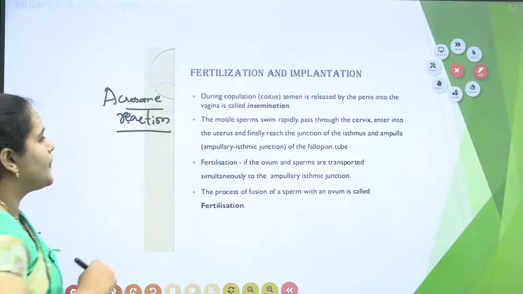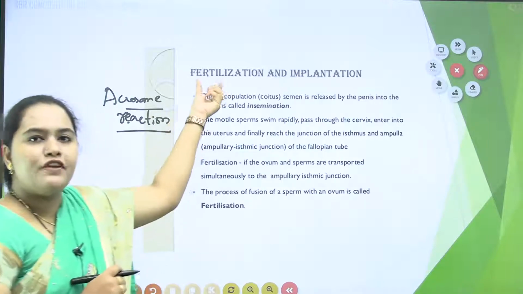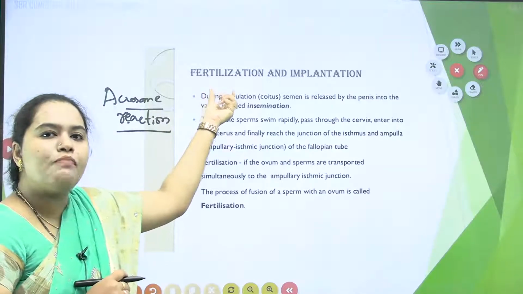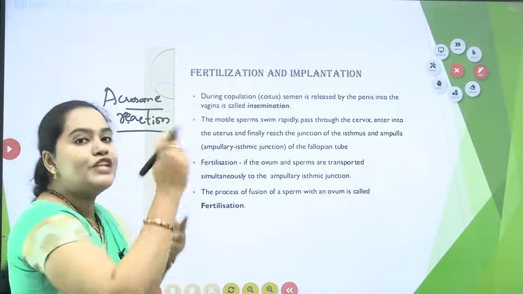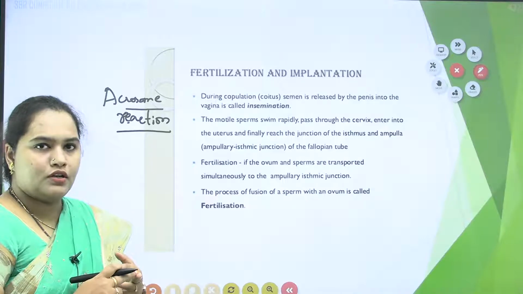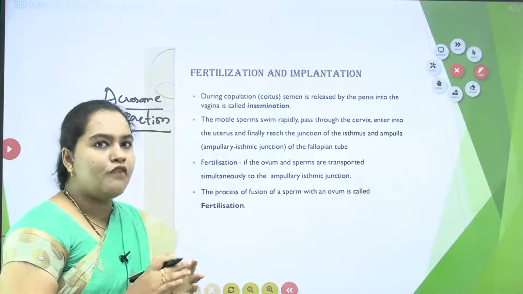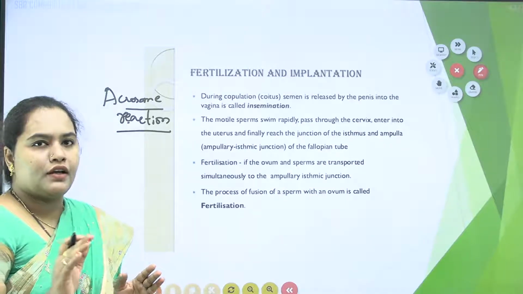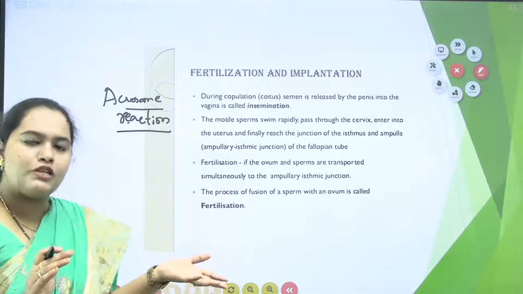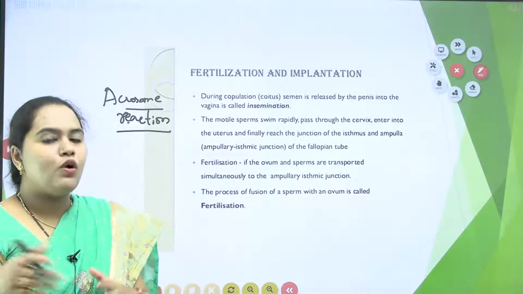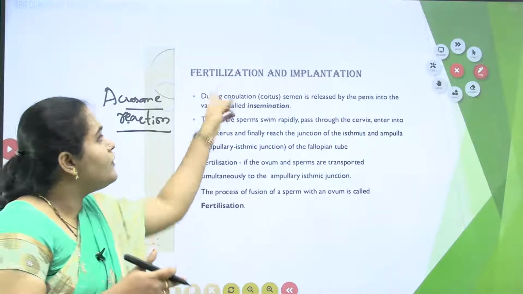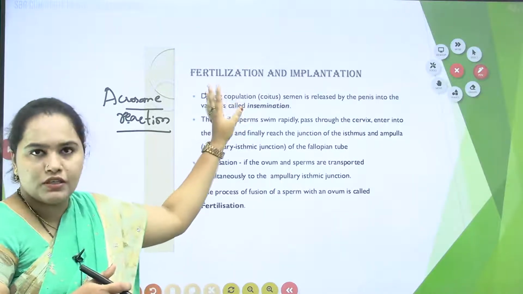Okay. So basically, the definition of fertilization is the union of male and female gametes. That is called fertilization, which leads to the formation of zygote, which is diploid. We have discussed previously also, gametes will be haploid, and their union will lead to the formation of zygote, which is diploid, and that is what we are calling fertilization.